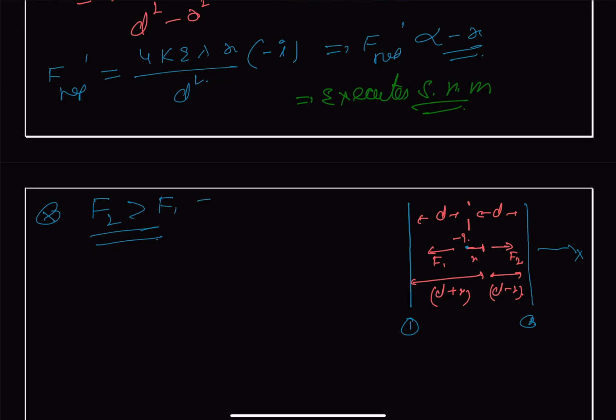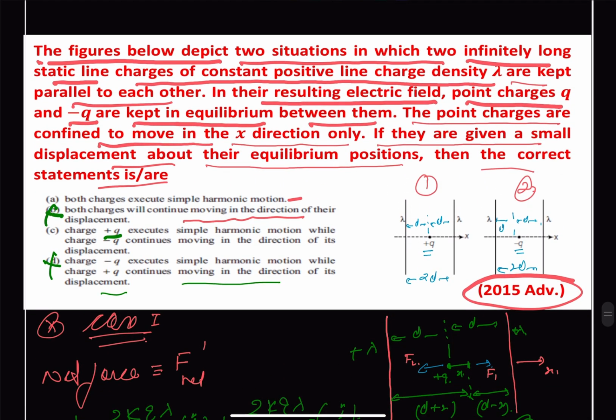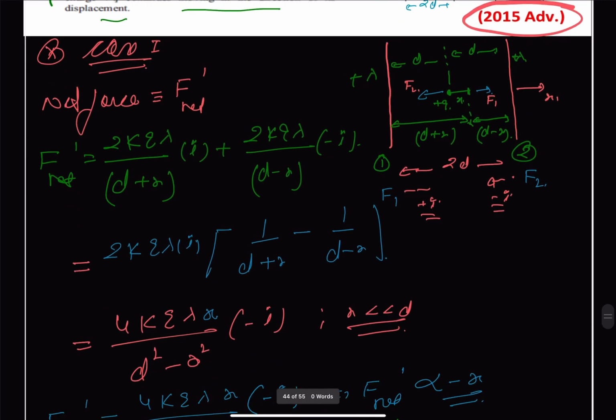So we can say no SHM, the charge that is minus Q moves in the x direction. And so option A is incorrect, only option C is the correct one.